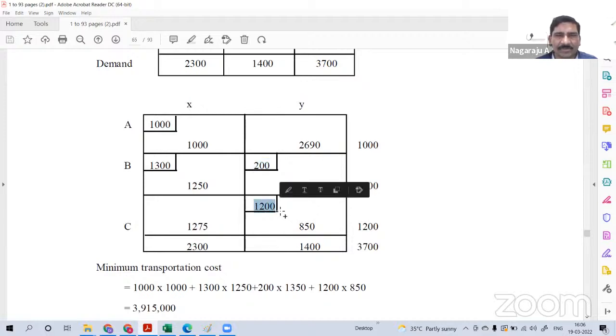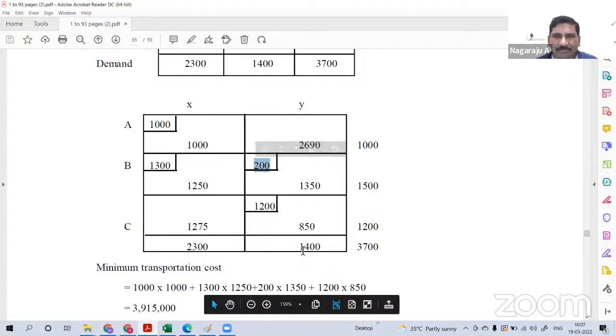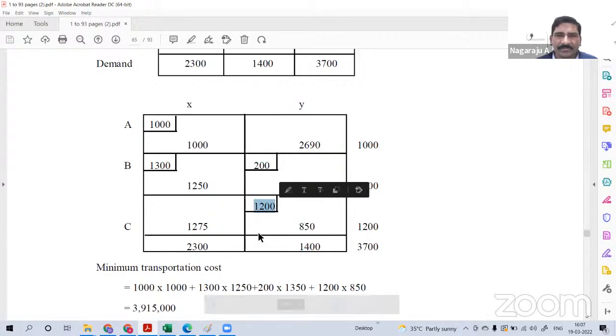now clearly here 1,200. Here 850 will be the cost, and that will be allotted to it. So 1,200, which is the minimum, will be there. Here 200 is already completed. Out of 400, 200 is completed and allotted to the horizontal line. So what is the minimal? It is 1,400 minus 200, so we can allot the 200.